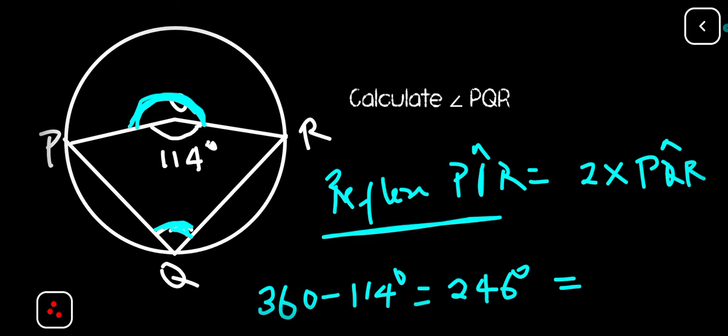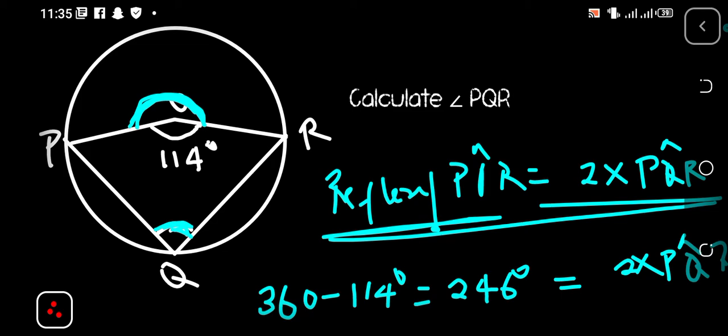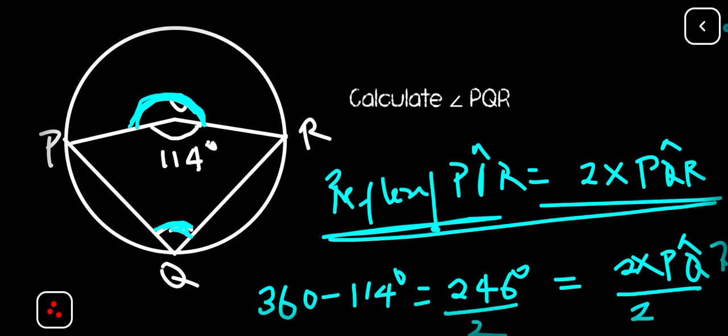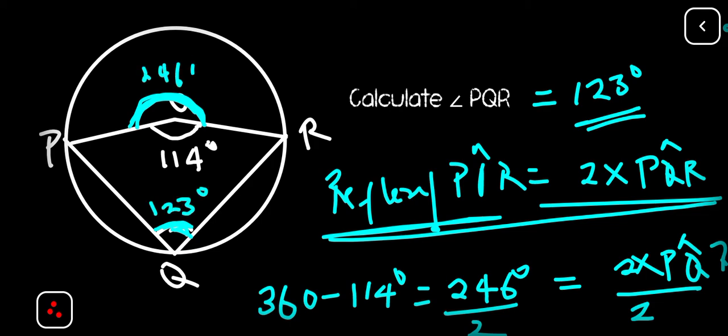And we know that is equal to 2 times PQR. So you see, it's easy to find angle PQR once you know this formula. Now we can just divide both sides by 2 and we'll find the angle of PQR. So angle PQR will be equal to 246 over 2. That is 123 degrees. So here we have 123 degrees. Here will be 246 degrees. So we found the answer, 123 degrees.